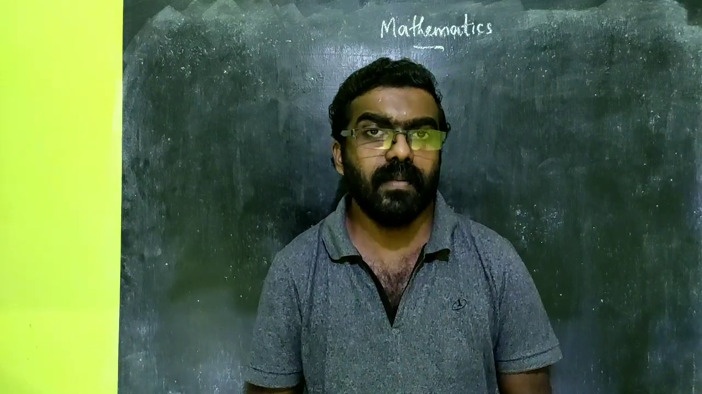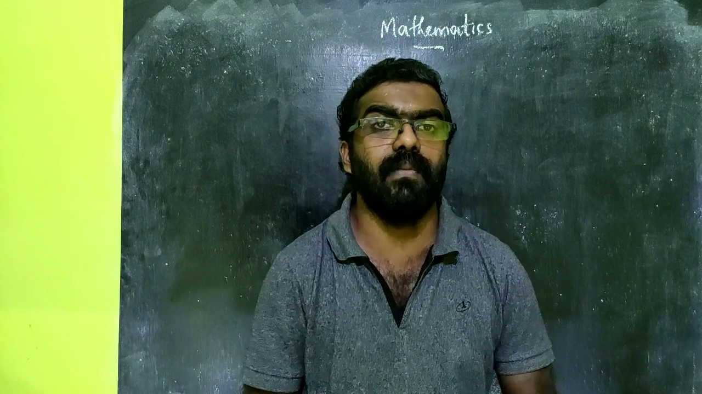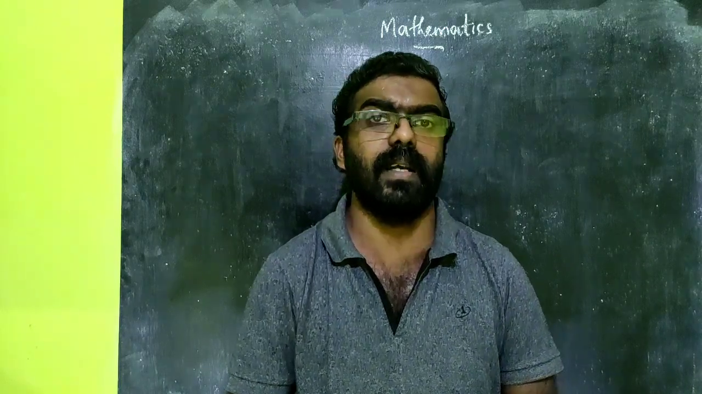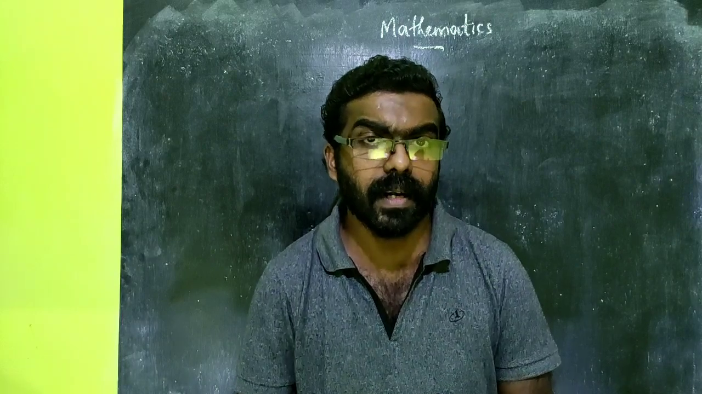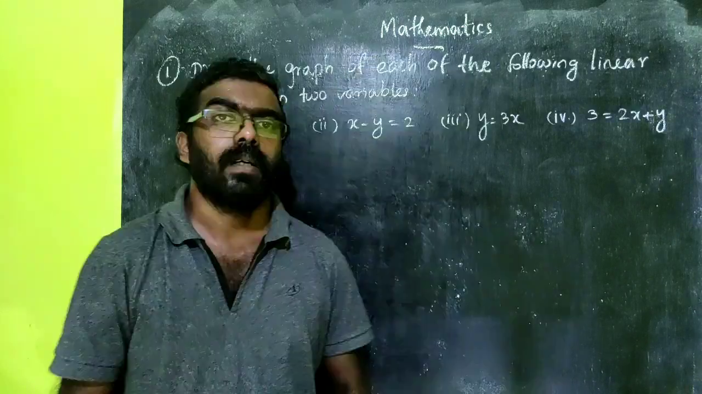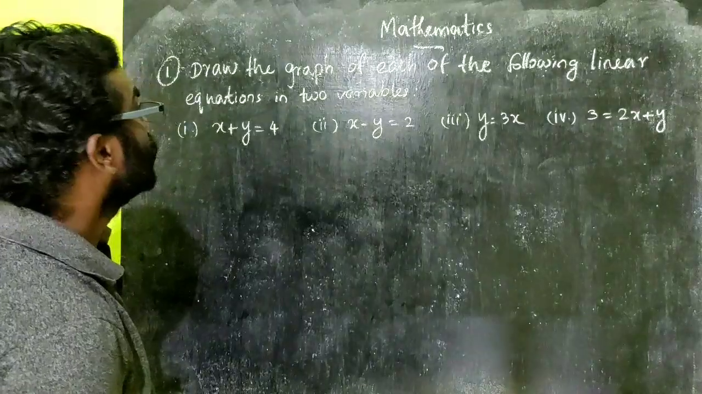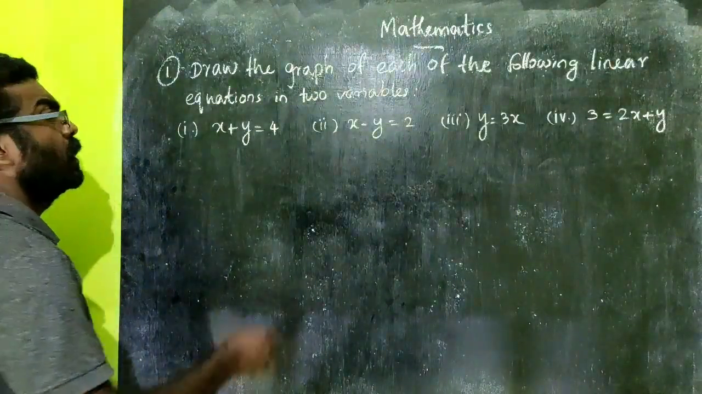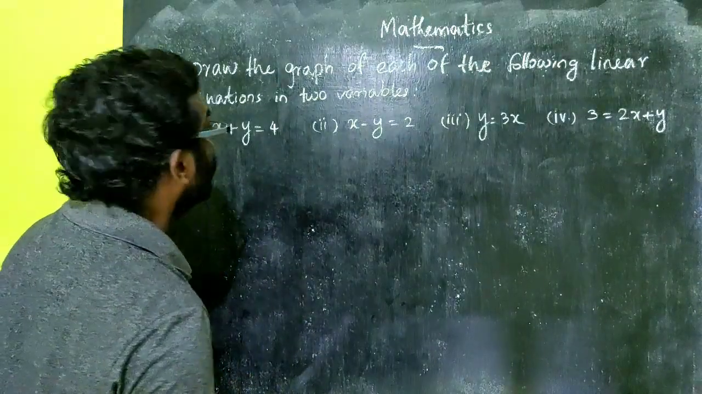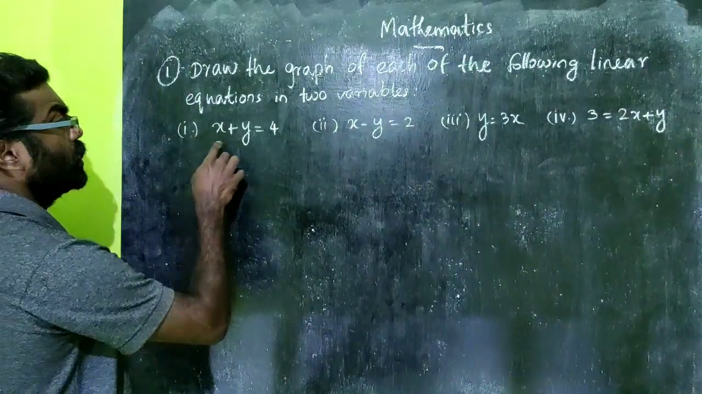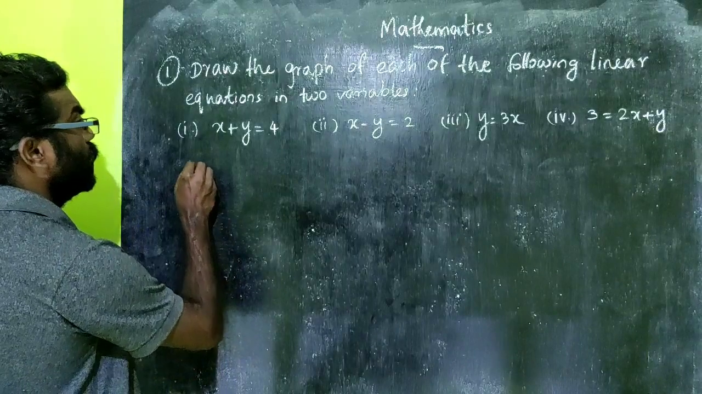Namaste. In this video, we are going to discuss the graph of linear equations in two variables. Let's start Exercise 4.3 of the NCERT Class 9 Mathematics textbook. The first question is, draw the graph of each of the following linear equations in two variables. Four sub-questions are given. We will discuss them one by one. The first one is x plus y is equal to 4.